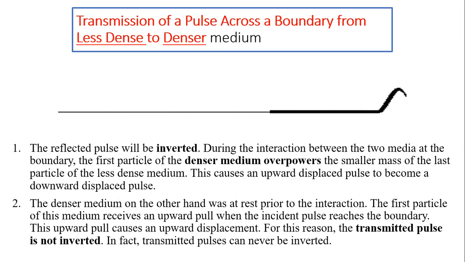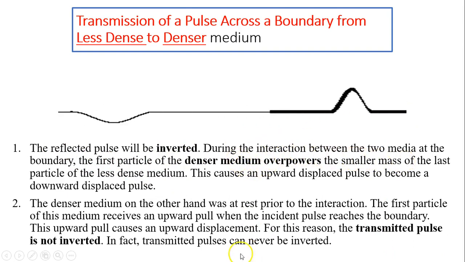Now let's take a look at a transmitted pulse. So, transmission of a pulse across a boundary from less dense to denser. So this rope is lighter and the pulse is transmitted to a heavier rope. So that's a denser medium. The reflected pulse will be inverted because the heavier rope is kind of pushing it down.